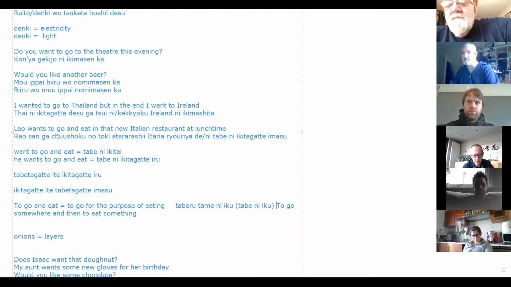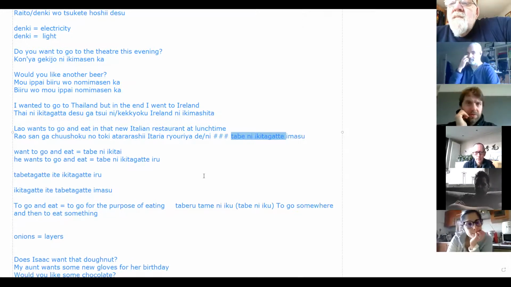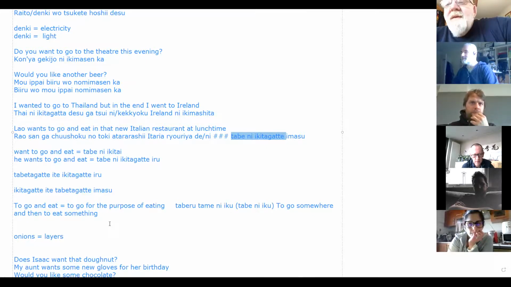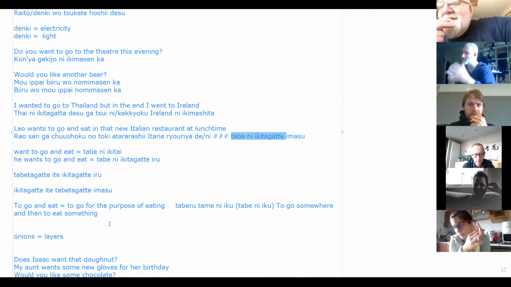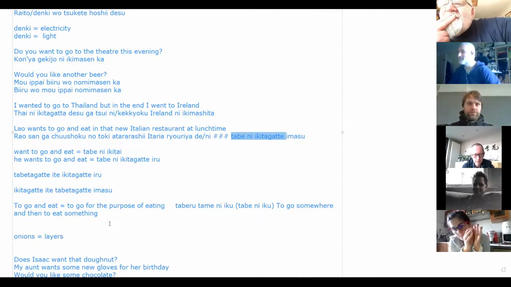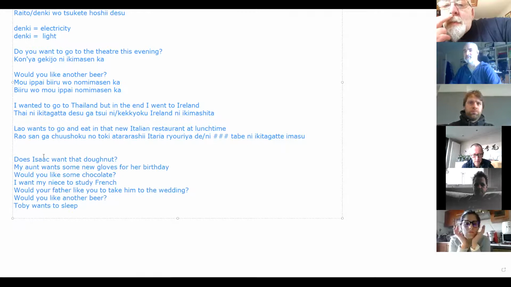So this is why this final answer here is really neat. Everything up to this point is just details, just information about the sentence. The actual verb is just this: tabe ni ikitagatte. Okay, that's the onions. This was about having subclauses within subclauses. That's what talks about layers, ogres, and onions. Okay, I can delete that, can't I? Yes. Okay. Piotr, does Isaac want that donut?